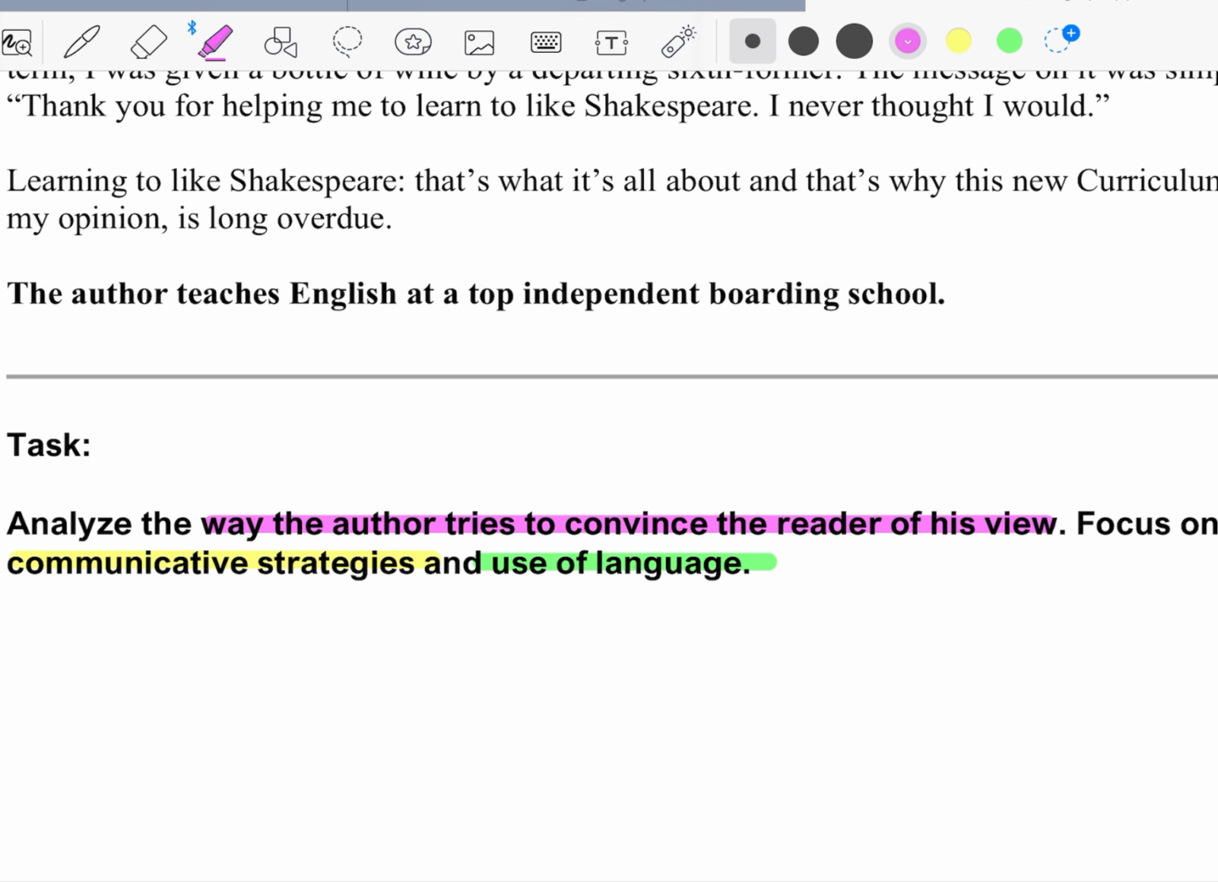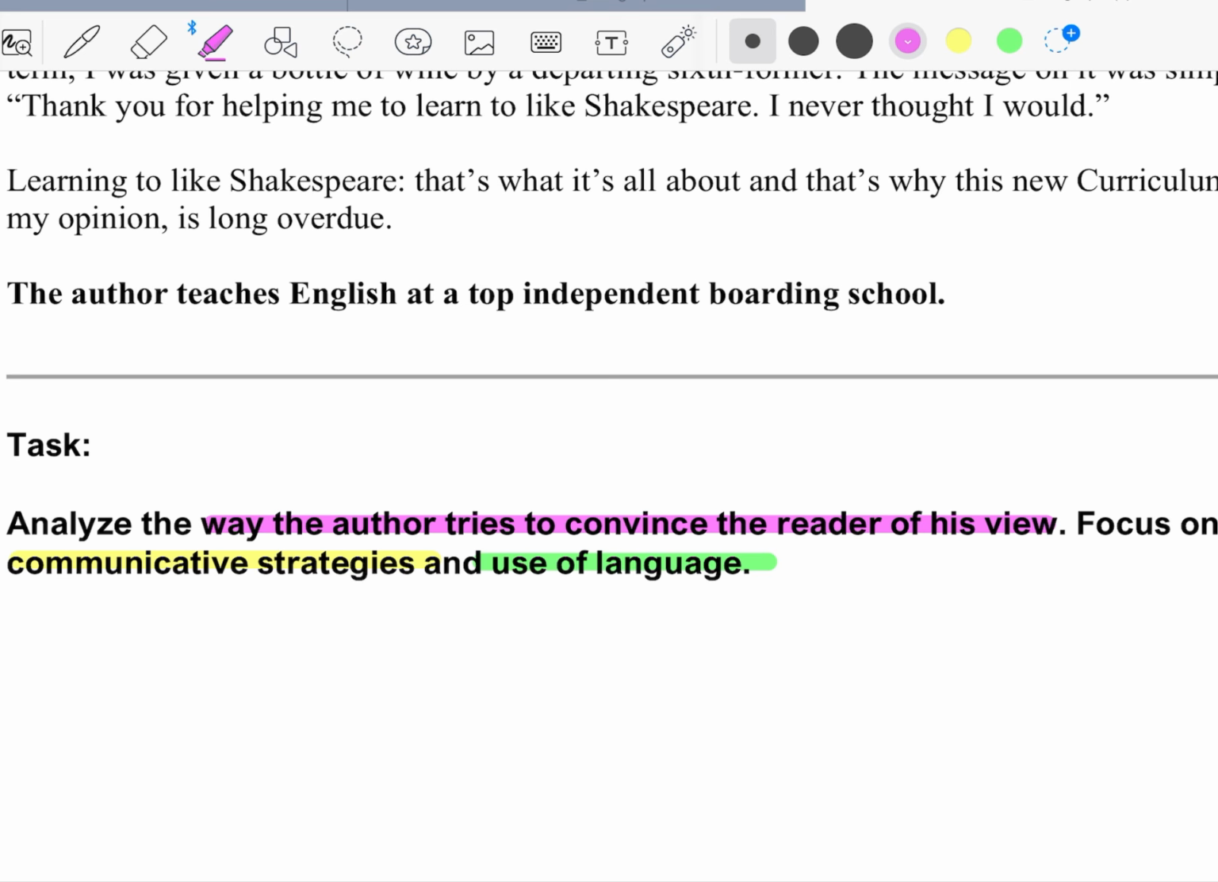Here, the first thing I would check is what are we supposed to analyze. Now, it's about the way the author tries to convince the reader of his view. For this article, this is very broad. The whole article is basically argumentative and tries to convince us, so we can look at the whole article, and there's nothing we should really leave out. We're looking at communicative strategies and use of language.